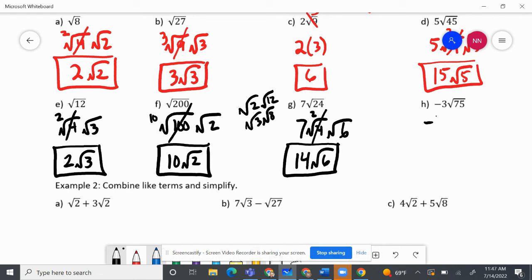75 is 25 and 3. The square root of 25 is 5. So negative 3 times 5 is negative 15, square root of 3.